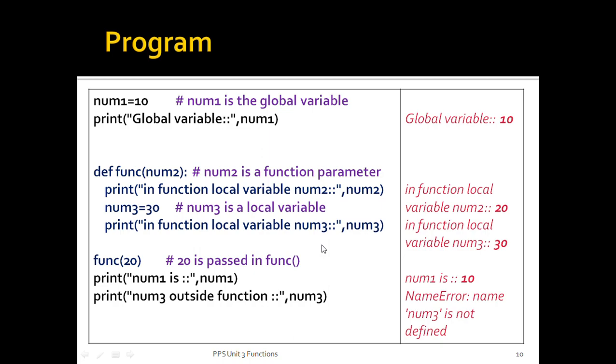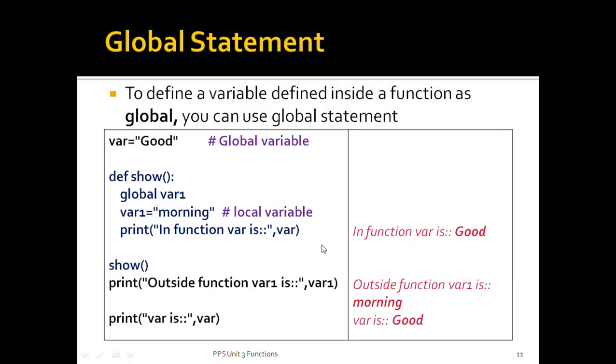Now let's see next. As you already know, we cannot access a local variable outside a function. In that case, you can use the global statement. To define a variable defined inside a function as global, you can use the global statement. Let's see the program. Here the variable var is defined. It is a global variable. Now inside that you have written the word global and a space and the variable name. That means var1 can be accessed outside a function only when you mention it as global.